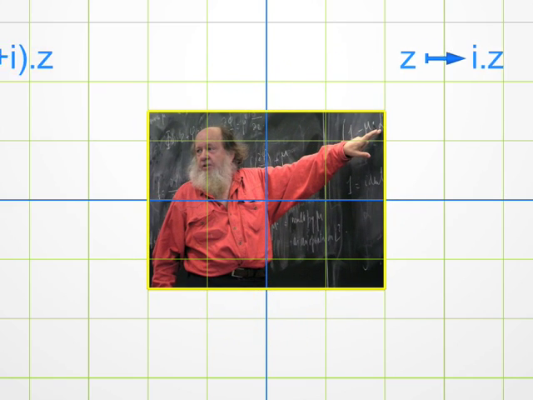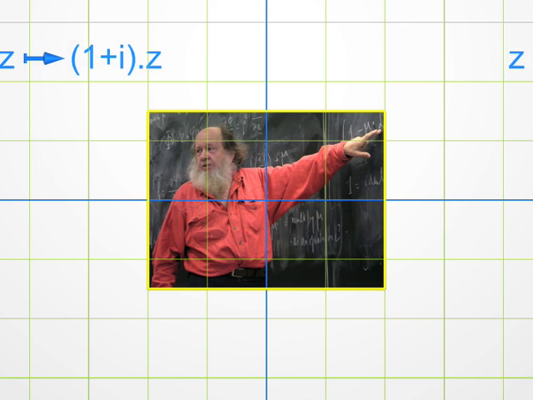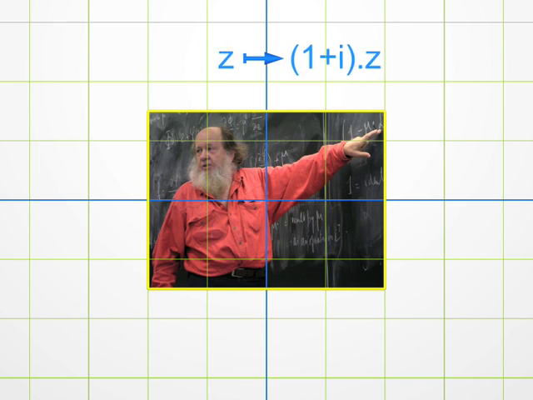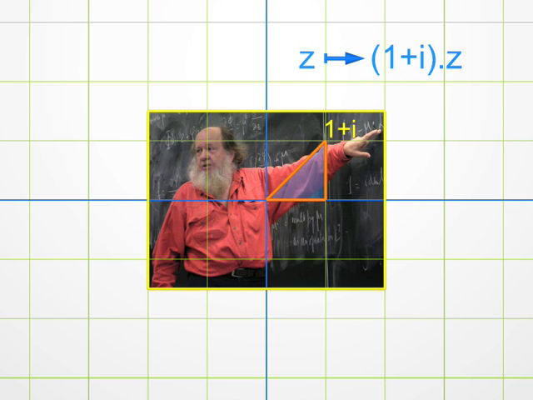Well, a bit more complicated. Multiplication by 1 plus I. Look at the complex number 1 plus I. It corresponds to the point with abscissa 1 and ordinate 1. Its argument is 45 degrees and its modulus is the square root of 2, using Pythagoras' theorem.